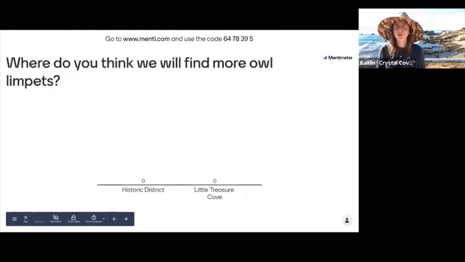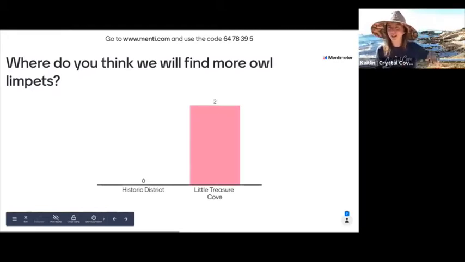But I'm curious where you think we will find more owl limpets, at Little Treasure Cove or at the historic district. So Little Treasure Cove is where I am, the lightly trafficked site, and historic district is the busy site where Alex is located. So far, it looks like 5 people, everyone seems to agree at this point that we're going to have more owl limpets at Little Treasure Cove. That's really interesting. So think about why you might think that. Might have something to do with, you think the human impact in the historic district might have a negative impact. That's really interesting. Everyone seems to be in agreement upon that.